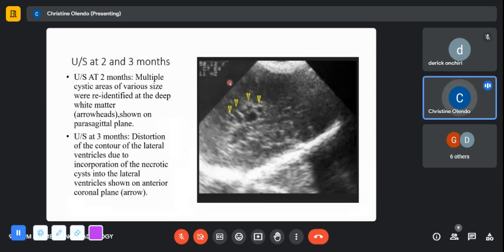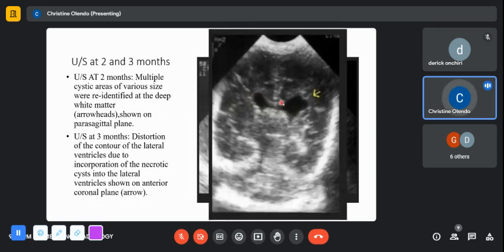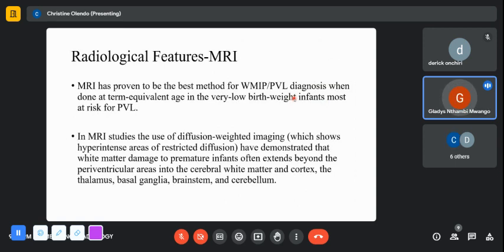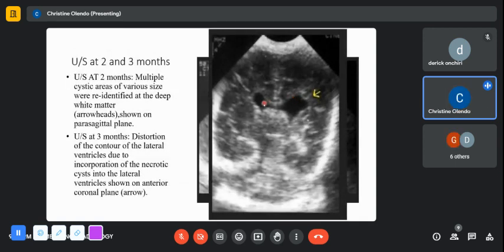And then this ultrasound was at 2 months. So there were variable sizes of the cysts that are visible around the white matter. This was, I think, a parasagittal plane. And then at 3 months, there was distortion of the contour of the lateral ventricle with incorporation of the necrotic cyst. So this is a case of porencephaly, as we had earlier said. Because you're seeing that there's a difference between the size and the shape of the lateral ventricles, but both of them are abnormal. These are bilateral.